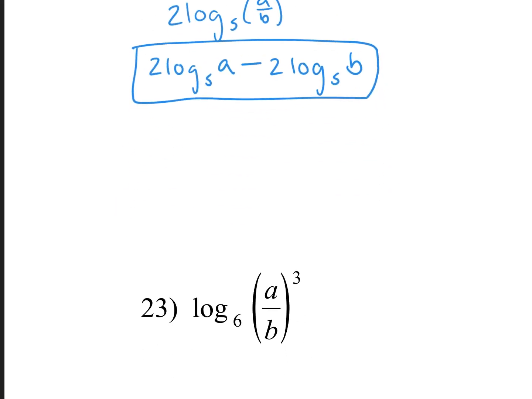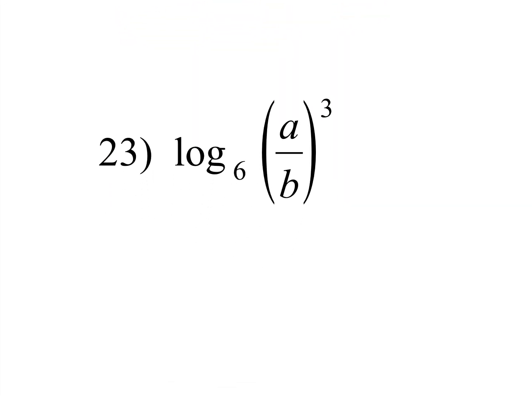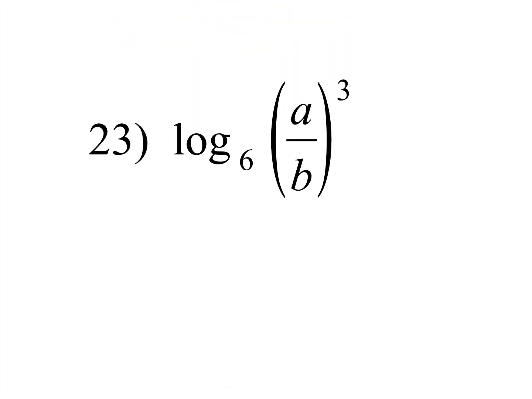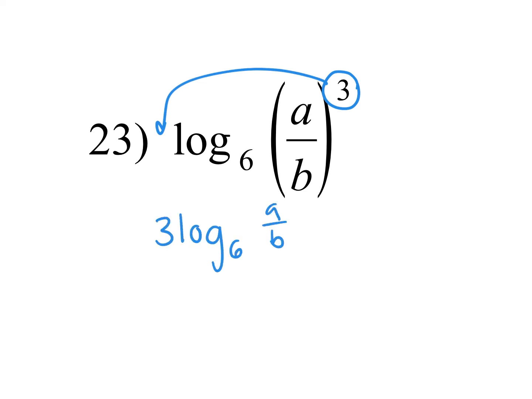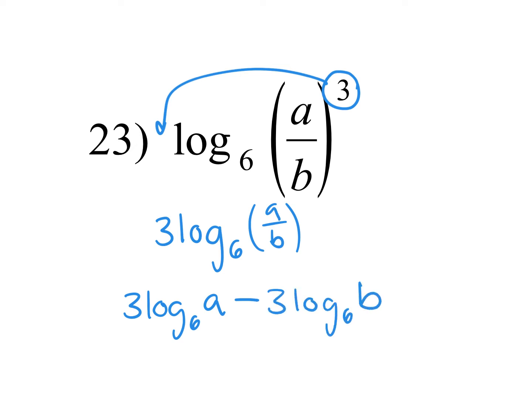All right, 23 is kind of the same thing. What do I need to do first? Move the 3 in front of the log, so I have 3 log 6 a divided by b. What do I do next? 3 log 6a, minus 3 log 6b. Awesome.